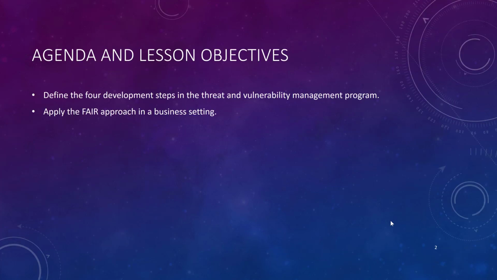All right, so here are the lesson objectives that we've got for Chapter 11. We're going to talk about the 4 development steps for threat and vulnerability management program, and then we're going to use the FAIR approach in a business setting.